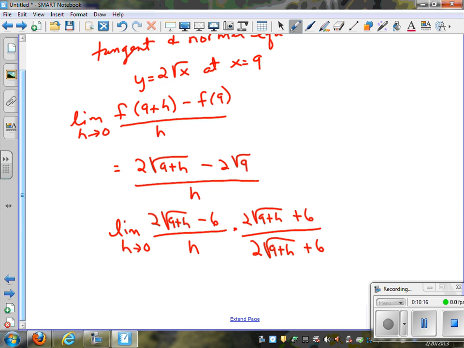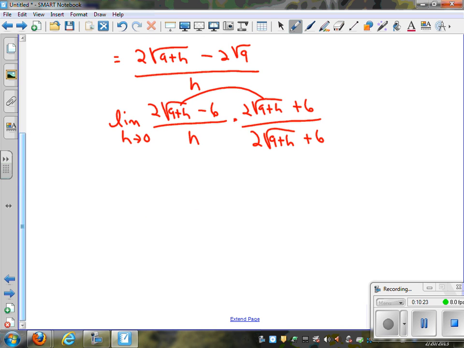Let's see what we have on top. First term times first term, what's that going to be? 2 times 2 is 4. What's square root of 9 plus h times square root of 9 plus h? 9 plus h. What's going to happen to my middle term? It's going to drop out. That's what we wanted. That's why we multiply by the conjugate. Minus 36, all over h times this one.